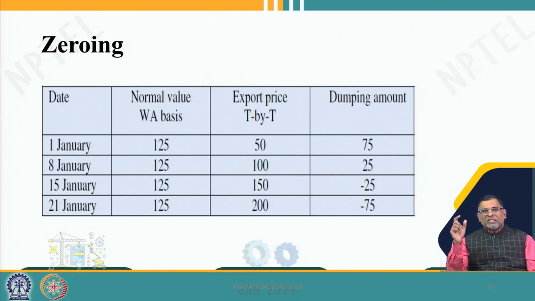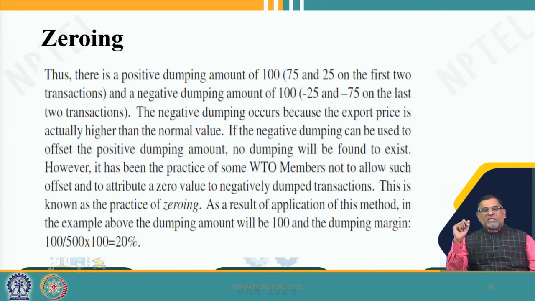This methodology was even adopted in the EU-India case. So, it is very simple. With zeroing, there is always a positive dumping margin. If there is a positive dumping margin and a negative dumping margin, they are supposed to offset each other. But the negative dumping margin is considered only as the value of zero by these particular countries.